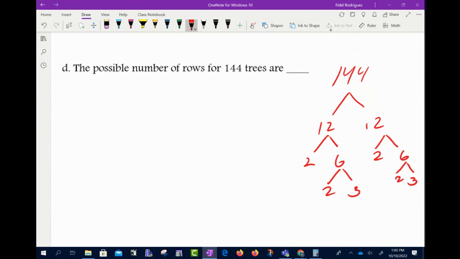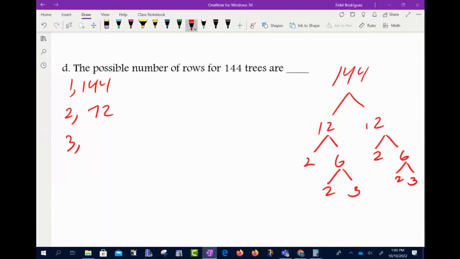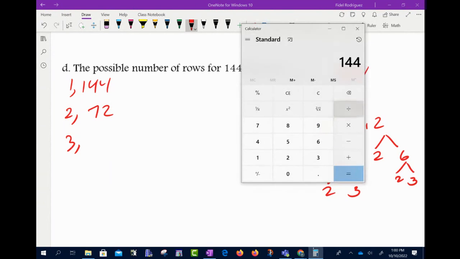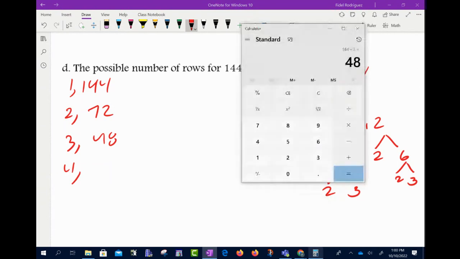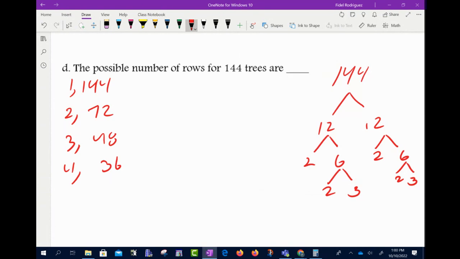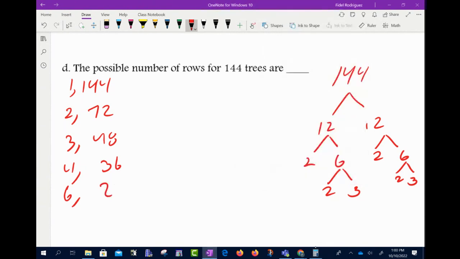Okay, so y'all, this is going to be a little bit of a longer list. 1 and 144, okay? Again, I'm just going to start playing a little game here, y'all. Look, 144, I'm going to divide it by 2. 2 and 72. Let me divide it by 3. 3 and 48, okay? Let me try dividing it by 4. 4 and 36, okay? I can't divide by 5, but we can divide it by 6. 24, okay? Let me try dividing it by 8.